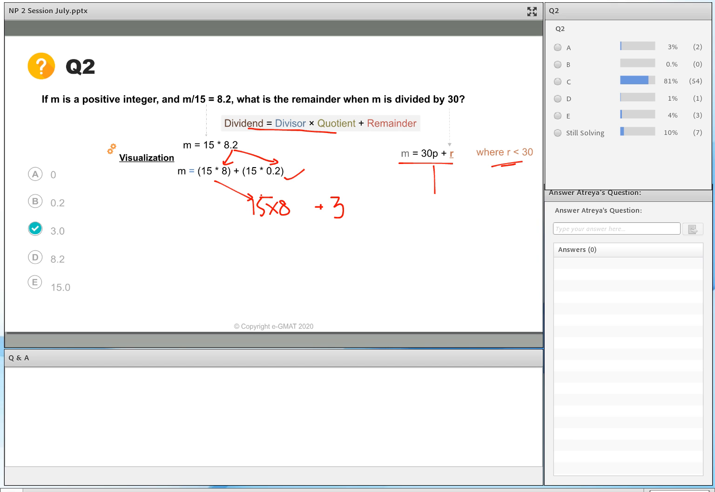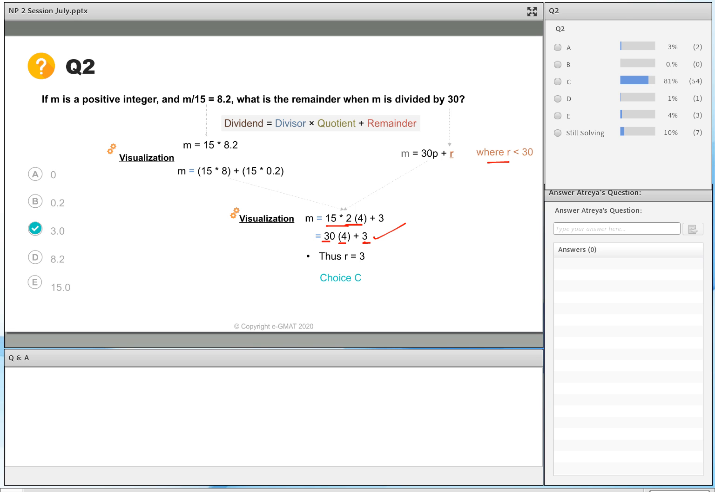Okay, what do I need to write m as? I need to put that in the form of 30p plus r. How do I get 30 from a 15 and an 8? For a 30, I have a 15. I need a 2, right? So I need to divide this 8 to take out a 2 from it. How do I do that? I write 8 as 2 times 4. Now, the moment I do that, I have a 15 times 2, and that's equal to 30, right? So it can be written in the form of 30 times p plus r. Okay, is r less than 30? Yes, it is. Can this be the answer? Yes, it can be. So I directly mark choice C as the right answer for this question.